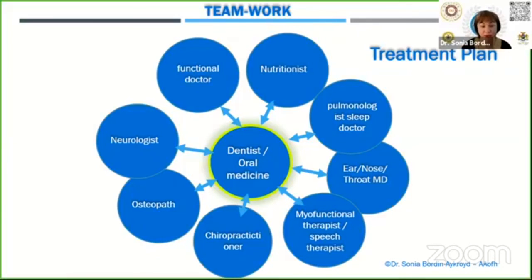We chose to work with a chiropractor and osteopath for cervical and body realignment, the ENT doctor for treatment of allergy desensitization and evaluation of nose obstructions, the pulmonologist, sleep doctor for the full sleep disorder evaluation, the myofunctional therapist to reestablish tongue and breathing function, a functional doctor, a nutritionist to check his long history of low BMI and reestablish his overall health, and a neurologist for a full evaluation of his migraine.